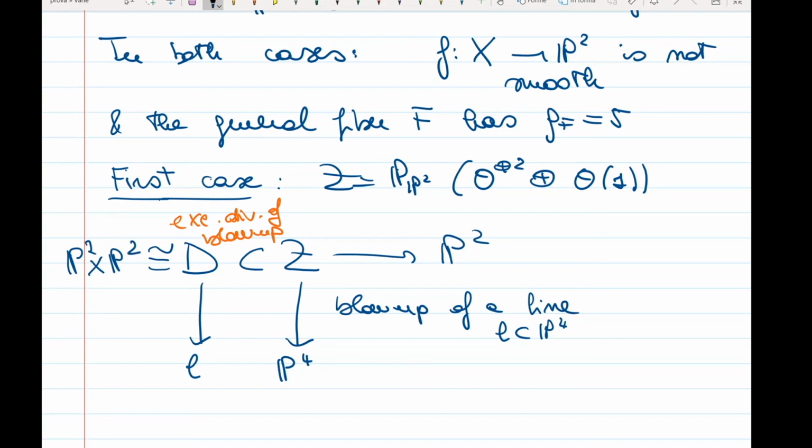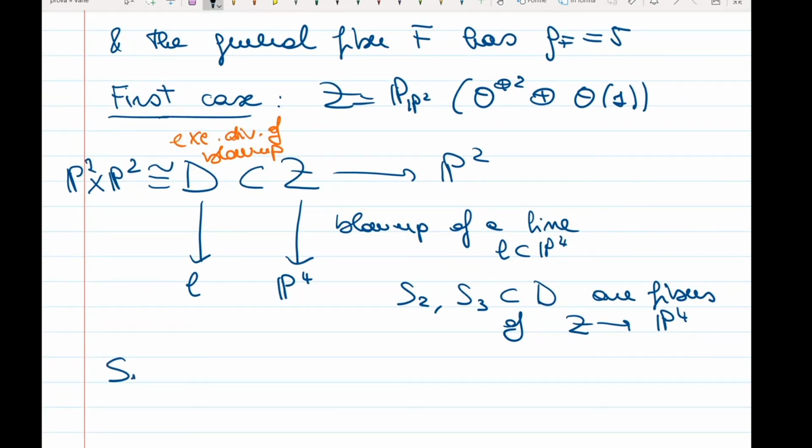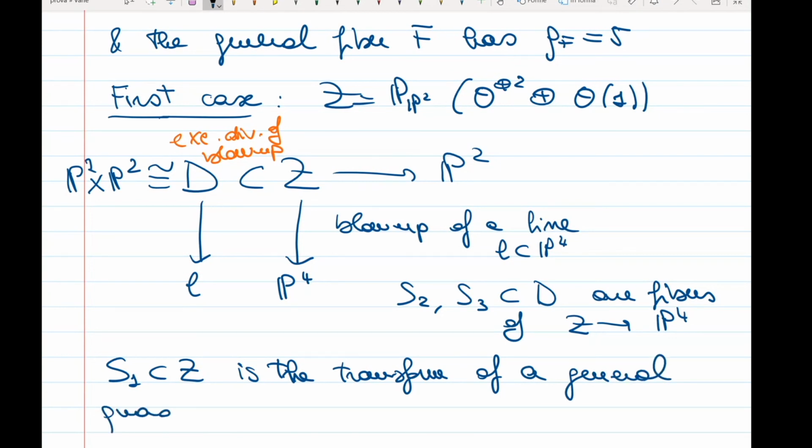Of course to describe X I have to tell you what are the three surfaces that we blow up from Z. S2 and S3 in D are fibers of the blow up in the exceptional divisor. So they are isomorphic to P2. They always are isomorphic to P2 because they are sections, okay? And S1 in Z is the transform of a general quadric from P4. So S1 is P1 cross P1.